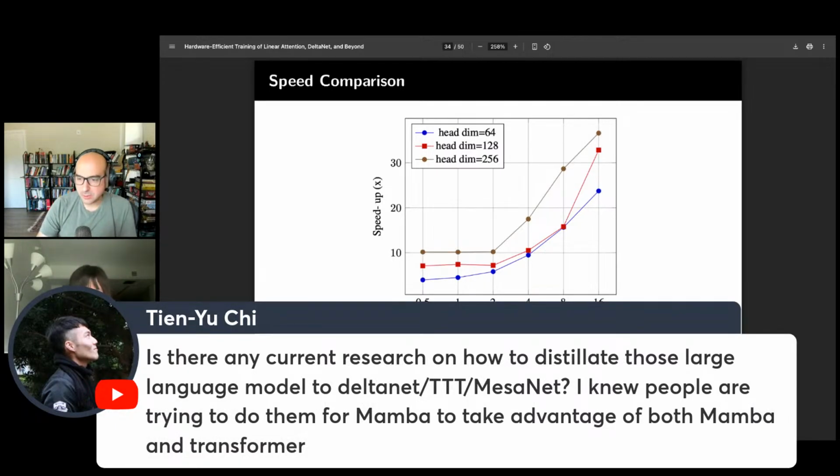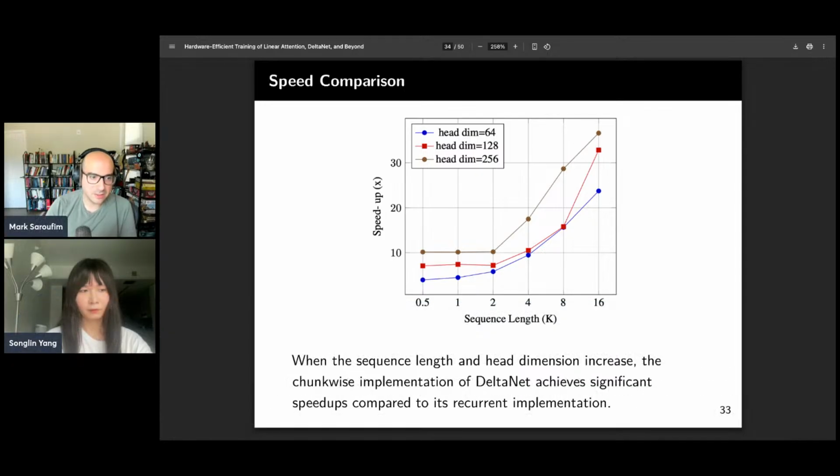So yeah, I guess we'll take 2 more questions. Tenyu Chi is asking, is there any research on distilling large language models to efficient architectures like Delta Net and Mesa Net? I know that some people are trying to do this for Mamba. So yeah, any thoughts on distillation and basically whether people should train in efficient architectures or simply distill to them?